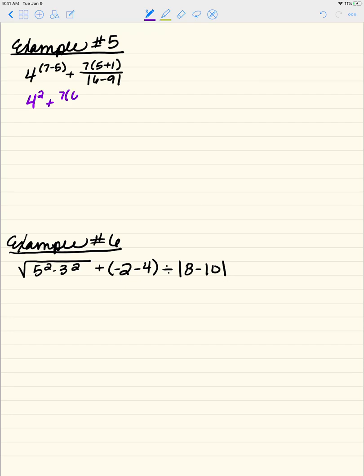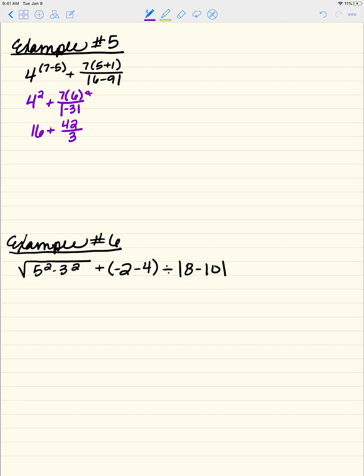5 plus 1 is 6, and that is over, and remember that fraction bar is going to mean division, the absolute value of 6 minus 9. Absolute value is a grouping symbol. So 6 minus 9 is negative 3, and then we're going to take the absolute value of that. Okay, so now go ahead and raise your 4 squared, 16 plus, and you can tackle this multiplication right here. 7 times 6 is 42 over the absolute value of negative 3 is 3.